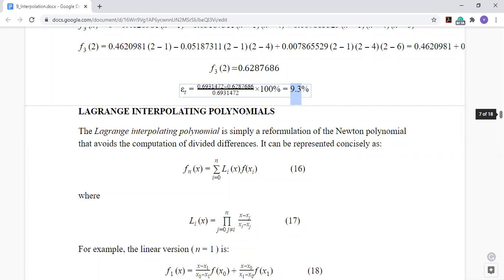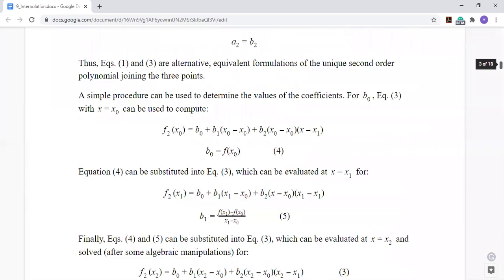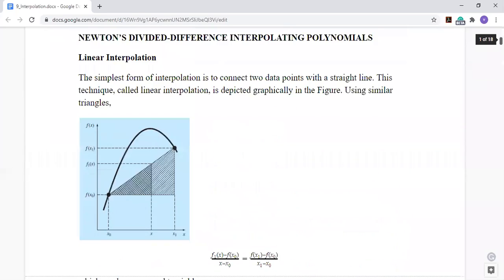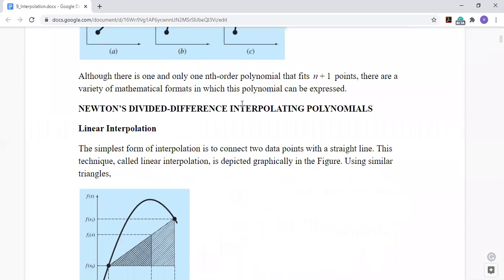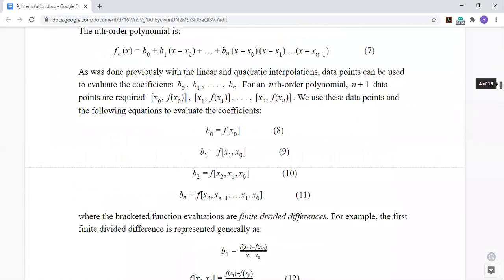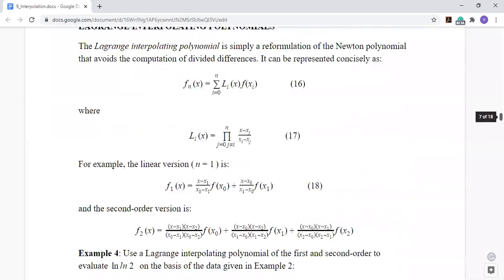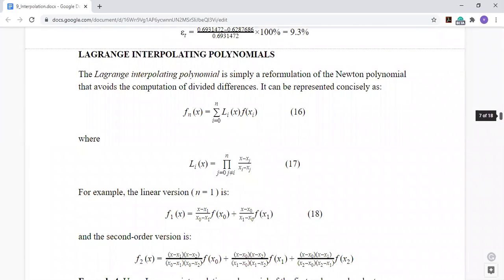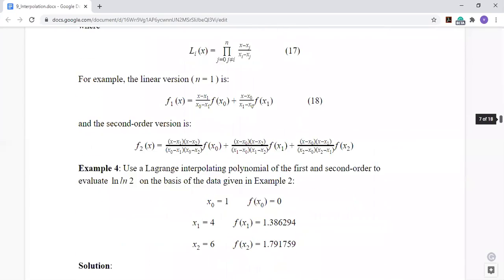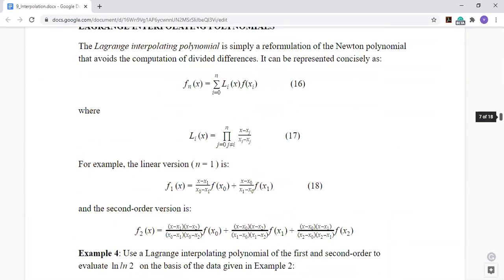So that's the first method we used, Newton's divided difference interpolating polynomials. Now we are going to use the second method, which is much more straightforward. It's the Lagrange polynomial, Lagrange interpolating polynomials. The Lagrange interpolating polynomial is used to develop the polynomial, or to interpolate the value you want.